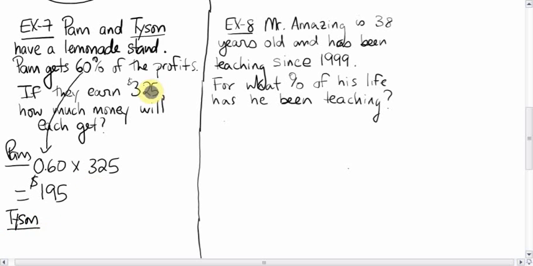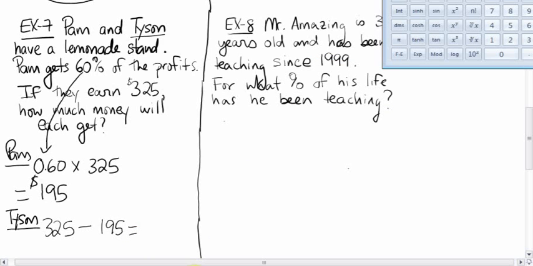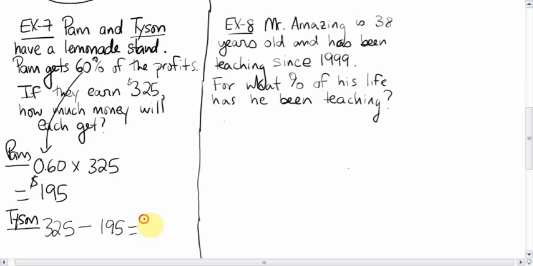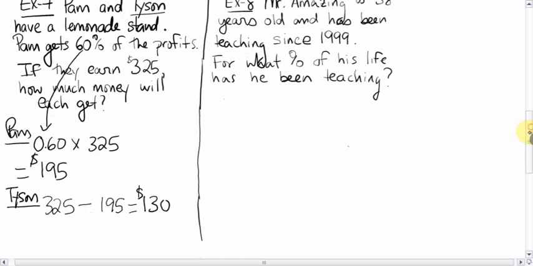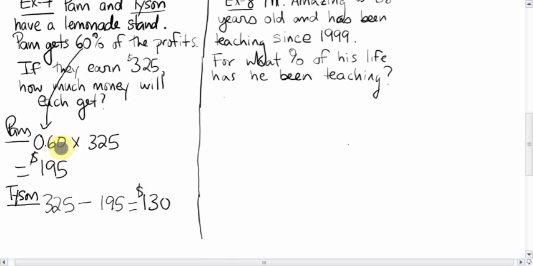You could just realize, okay, there was $325 in total. Pam's getting $195. Tyson's getting the rest. When you subtract the 2, $325 minus $195, you get $130. $130 for Tyson. The other way to do this would be, if Pam's getting 60%, Tyson must be getting 40%.